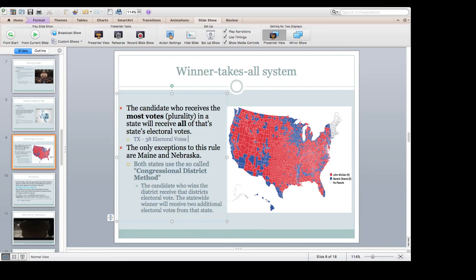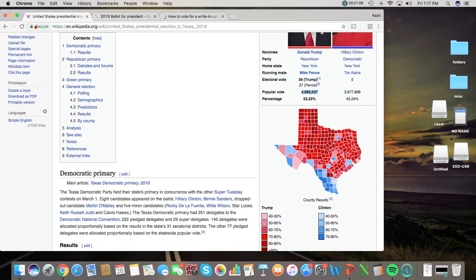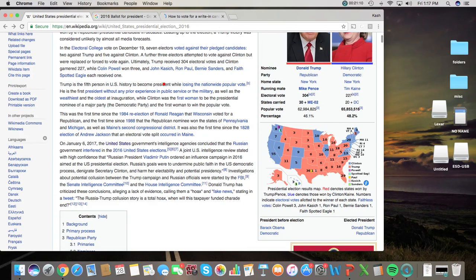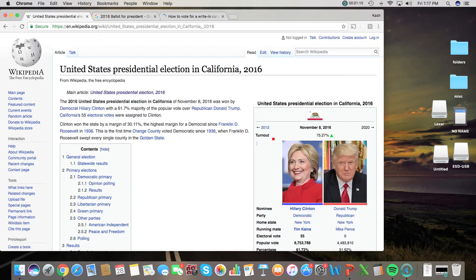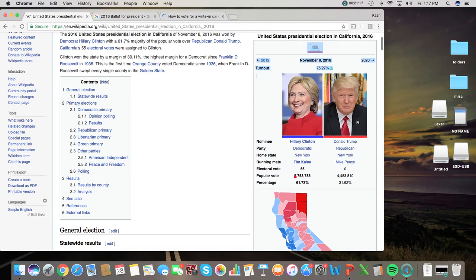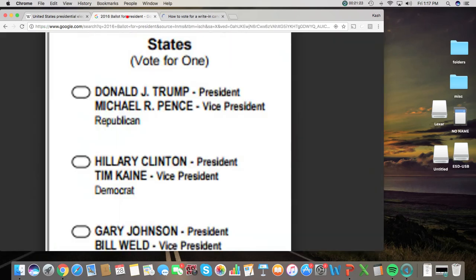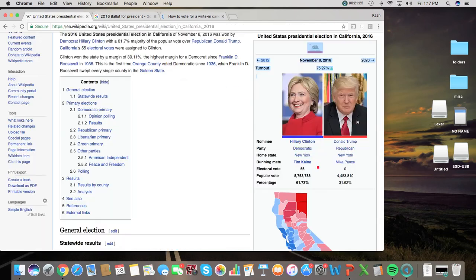Let's take California and its big 55 electoral votes because of its major population there. Let's see how that turned out. So here's 55. This is the state of California. And you can see that 8.7 million voted for Clinton. That means they counted the ballots in California. And ultimately, she got 8.7 million and he got 4.4.